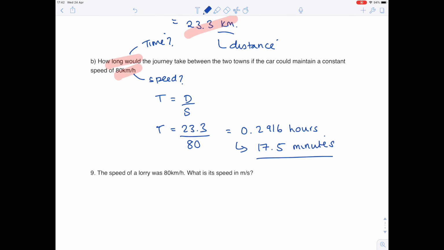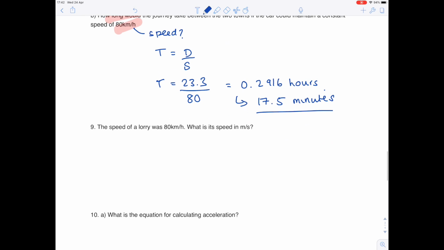The speed of a lorry was 80 kilometers per hour. What is its speed in meters per second? Okay, this is quite hard actually. So 80 kilometers per hour, you need to choose to change one of those units first of all, and then we'll sort out the other unit.